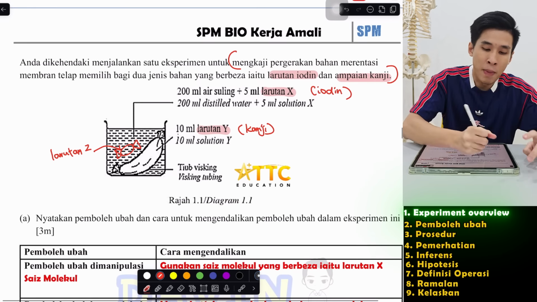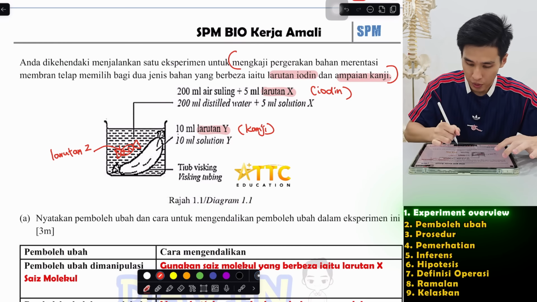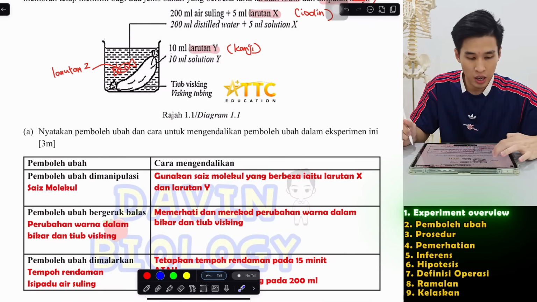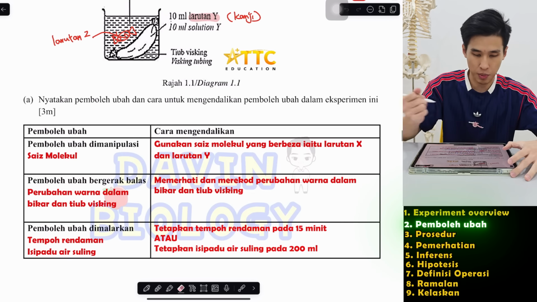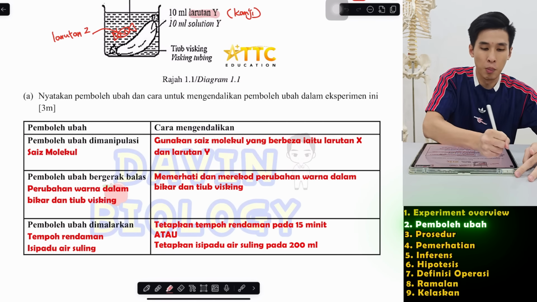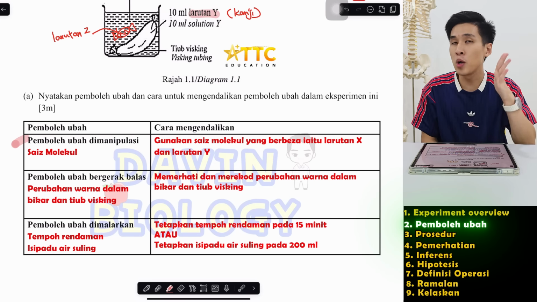So which could be maltosa lah, like I told you just now. So yeah, take note a bit. So for the Pemboleh Ubah, let's go through the Pemboleh Ubah 新变数 of the experiment. So number one, Pemboleh Ubah dimanipulasi. So the Pemboleh Ubah is the first thing you need to know.